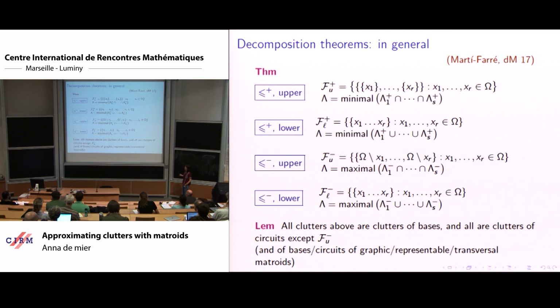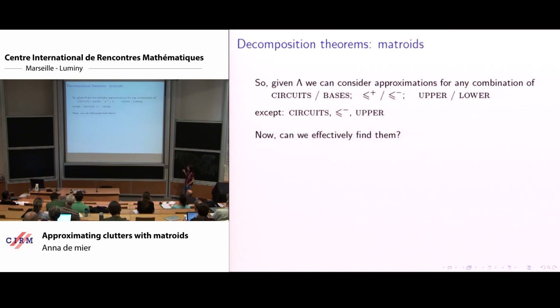Okay. So in summary, if I just restrict to the circuits and bases case to keep things simple, given a clutter lambda, we can do these approximations for any combination of circuits or bases, either order, above or below, upper or lower, except circuits with order minus and upper. For that case, it is easy to see that there are non-circuit clutters that are covered by just one circuit clutter in the order, so it's impossible to recover the bottom one from that one.